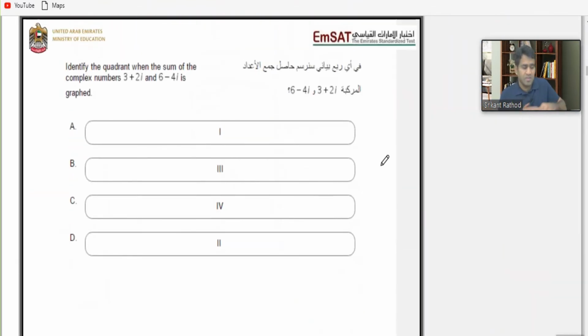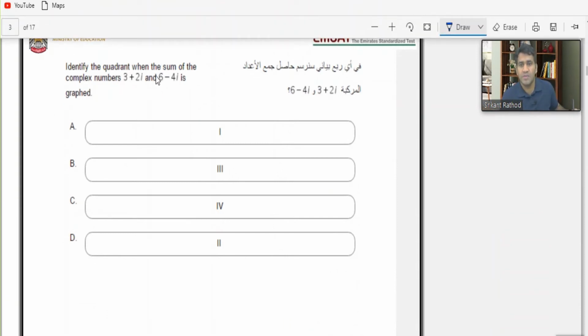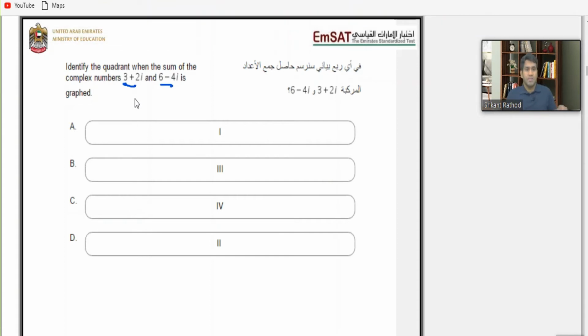Let's take another question here. They are talking about identifying the quadrant when the sum of the complex numbers, this and this, is graphed. Now, what do you mean by complex numbers? In maths there are two types of numbers. One is called the real number, which includes decimals, fractions, integers, positive, negative and so on, and that's what we deal with in our everyday life.